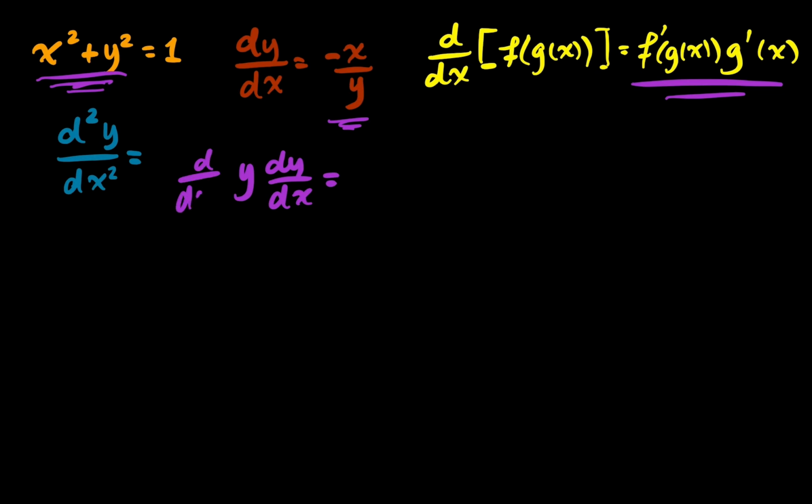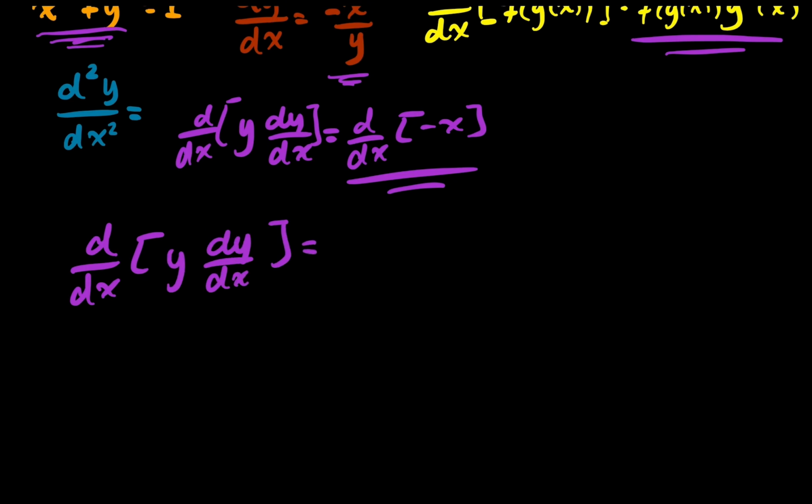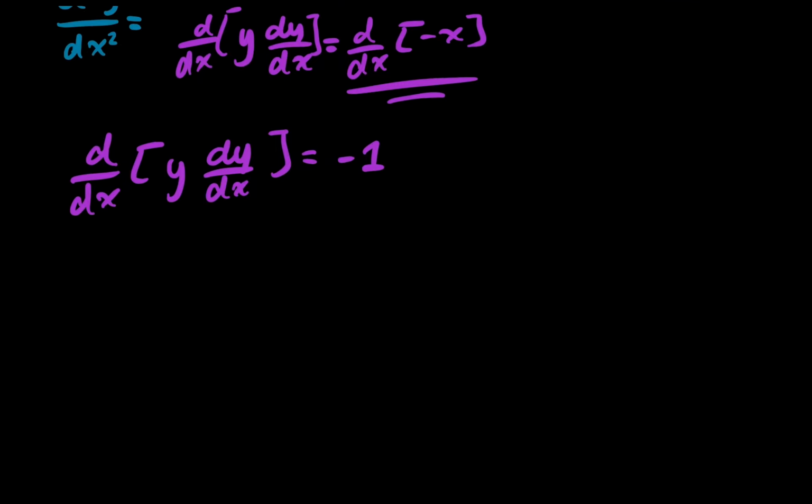We get the derivative with respect to x of this side equals the derivative with respect to x of this side, which is negative x. We can simplify this portion: the derivative with respect to x of y times dy dx equals, the derivative of negative x is just negative 1, right? This just comes from the power rule. Now we can use the product rule to take this derivative. We have the product of two functions, y and dy by dx.